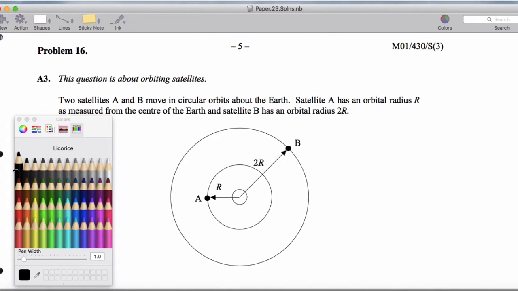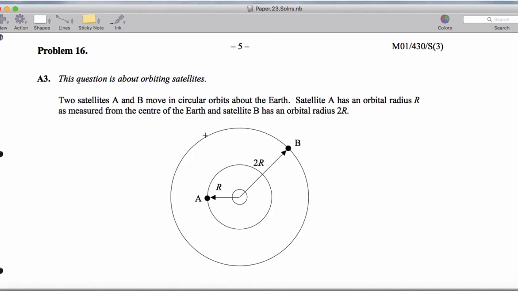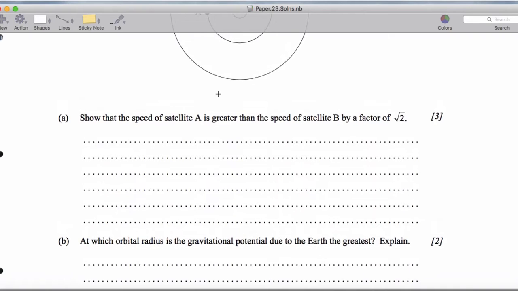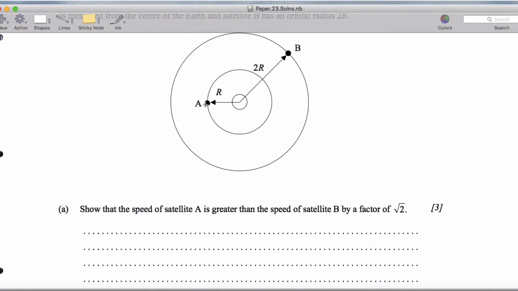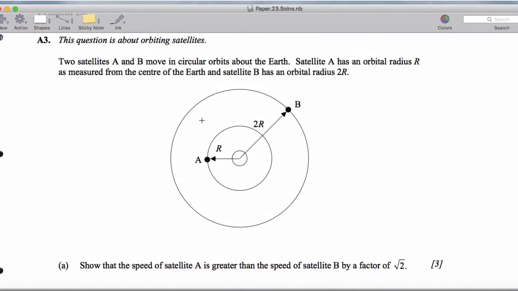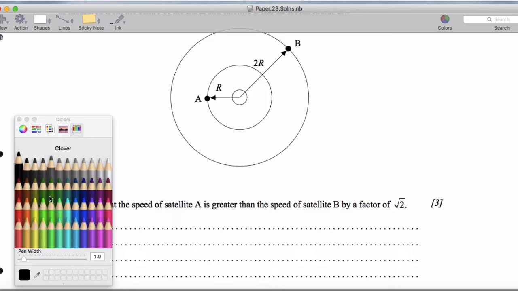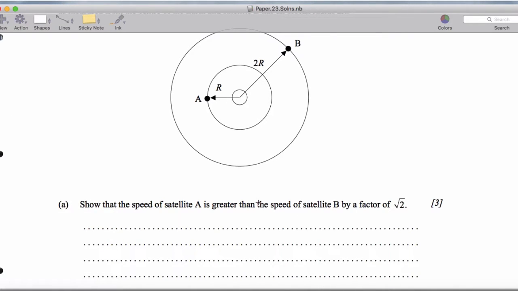So, question 16. This is a question about satellites, so let's just see. It says, show that the speed of satellite A is greater than the speed of satellite B by a factor of root 2. So the speed that we're talking about, let me add one word here to just kind of refresh our memory on what it is that we do. The speed that we're talking about here is the orbital speed.